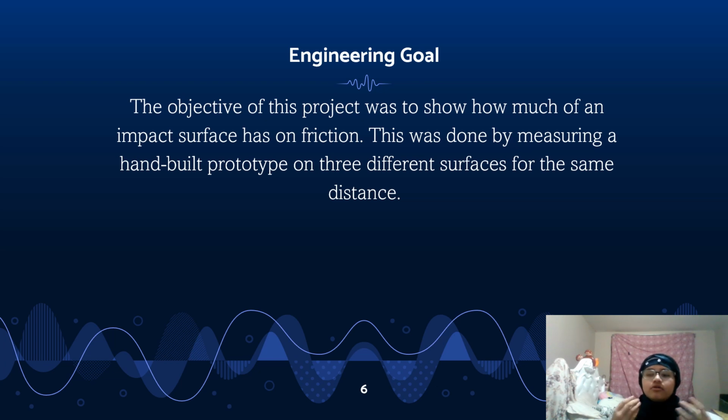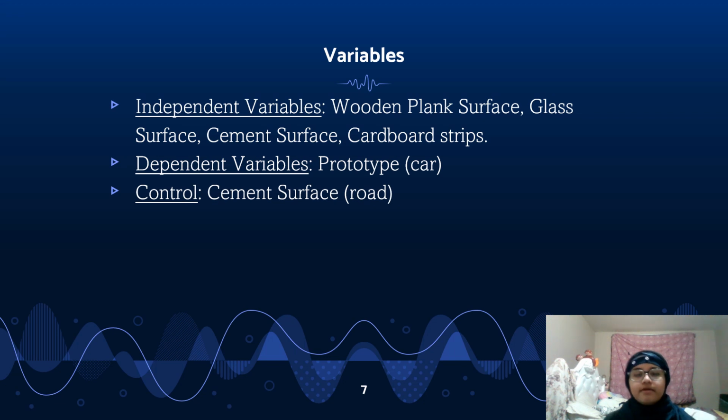Engineering goal. The goal of my project was to try to make a prototype successfully hand-built to measure the effects that surface have on friction by measuring the same distance on three different surfaces. Variables. Independent variables: the wooden plank surface, the glass surface, and the cement road surface, and the cardboard strips I used to measure the distance of the car. The dependent variable was the prototype I built, which is based off of a car, and the control was the cement surface or the road surface because road surfaces are the surface most used.